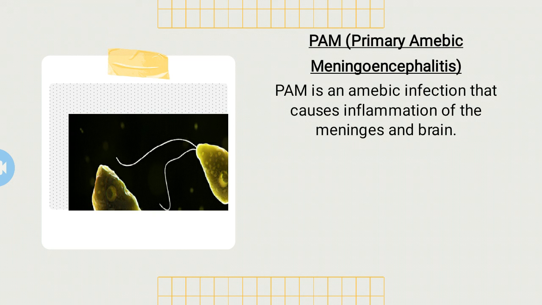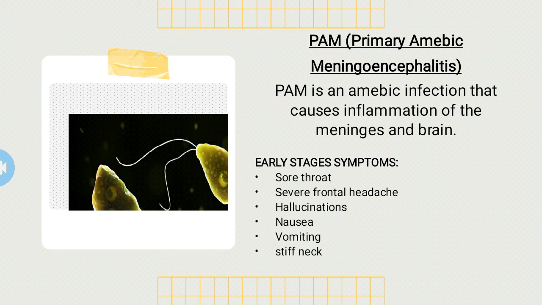The third disease is known as primary amoebic meningoencephalitis, or PAM. This is an amoebic infection that causes inflammation of the meninges and brain. It is a rare and severe disease caused by a single-celled amoeba called Naegleria fowleri. It causes inflammation and destruction of the brain and the linings of the brain, and it is usually fatal. The early symptoms are sore throat, severe frontal headache, hallucinations, nausea, vomiting, and stiff neck.